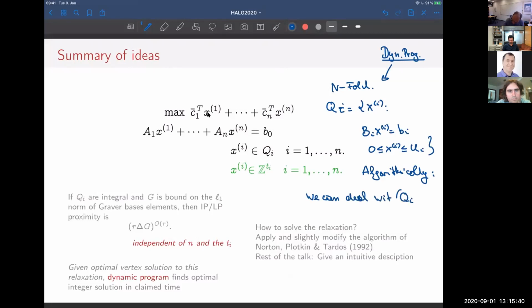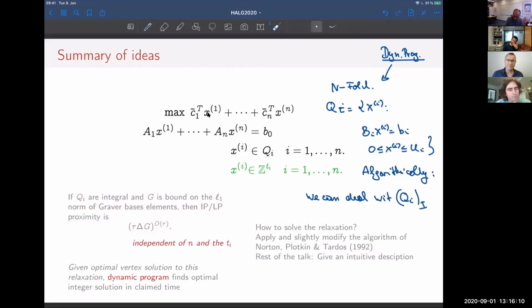With the integer hull, and this I write like Qi I. This is the convex hull of the integer points in Qi. So here are the ingredients. If the Qi are integral and g is a bound on the L1 norm of the Graver basis elements of these Qi's, then the IP-LP proximity becomes extremely small. And what does this mean? You see, there is no dependence on the block length. There is no dependence on the variables.